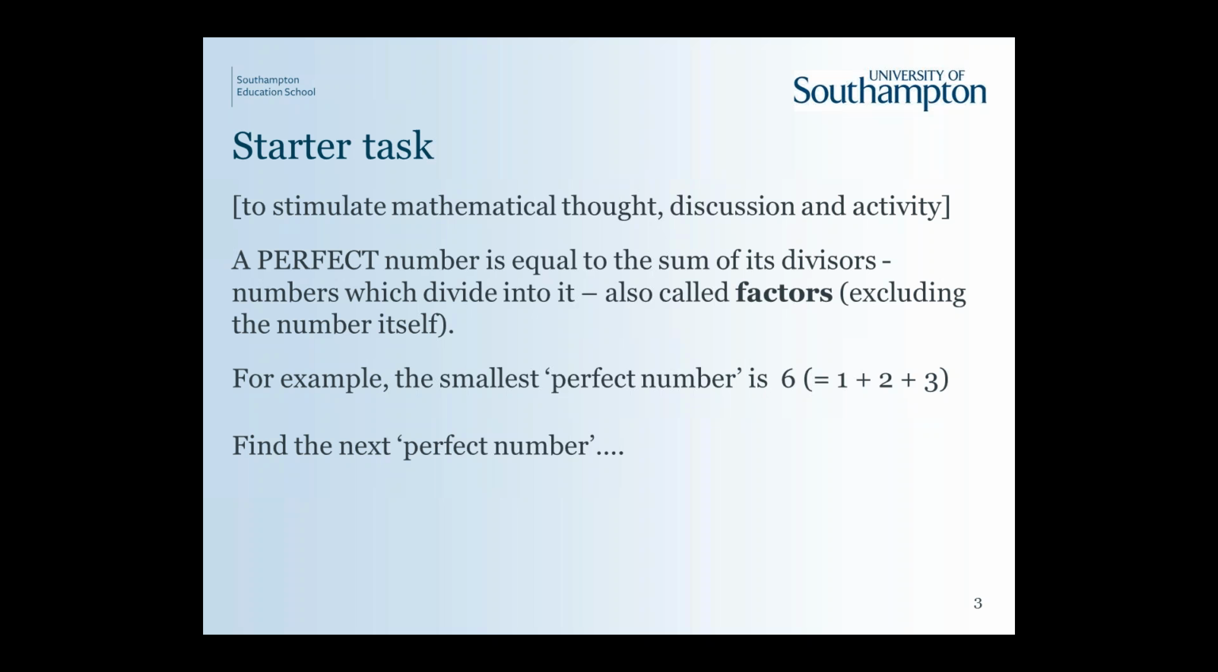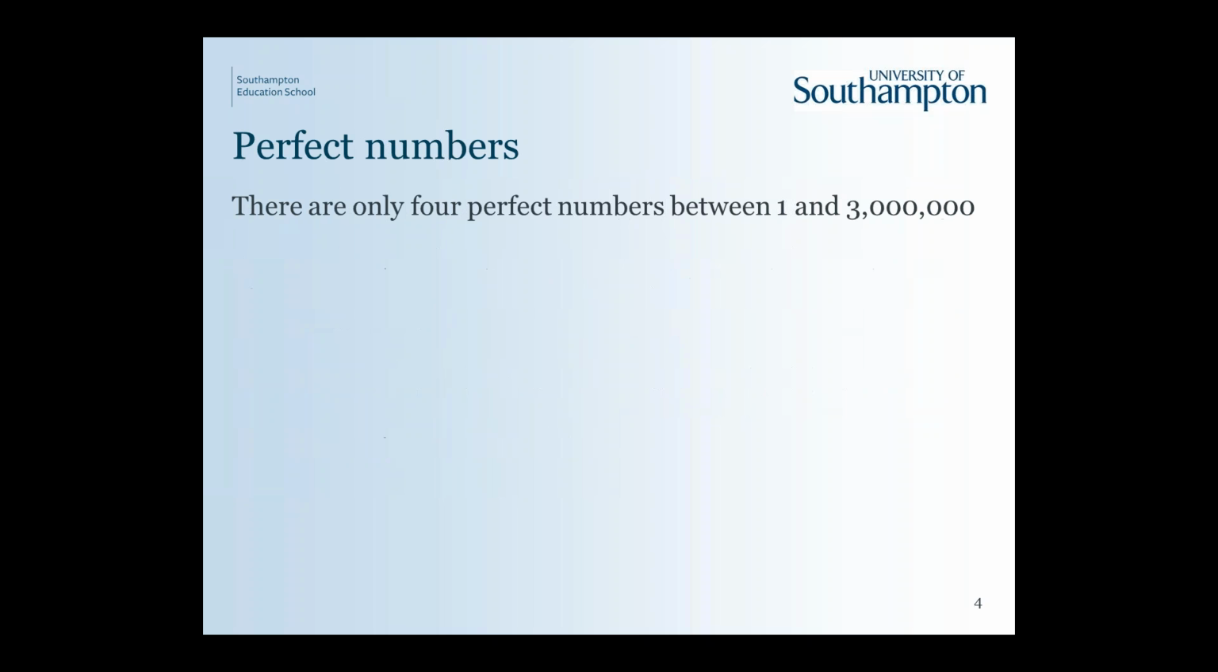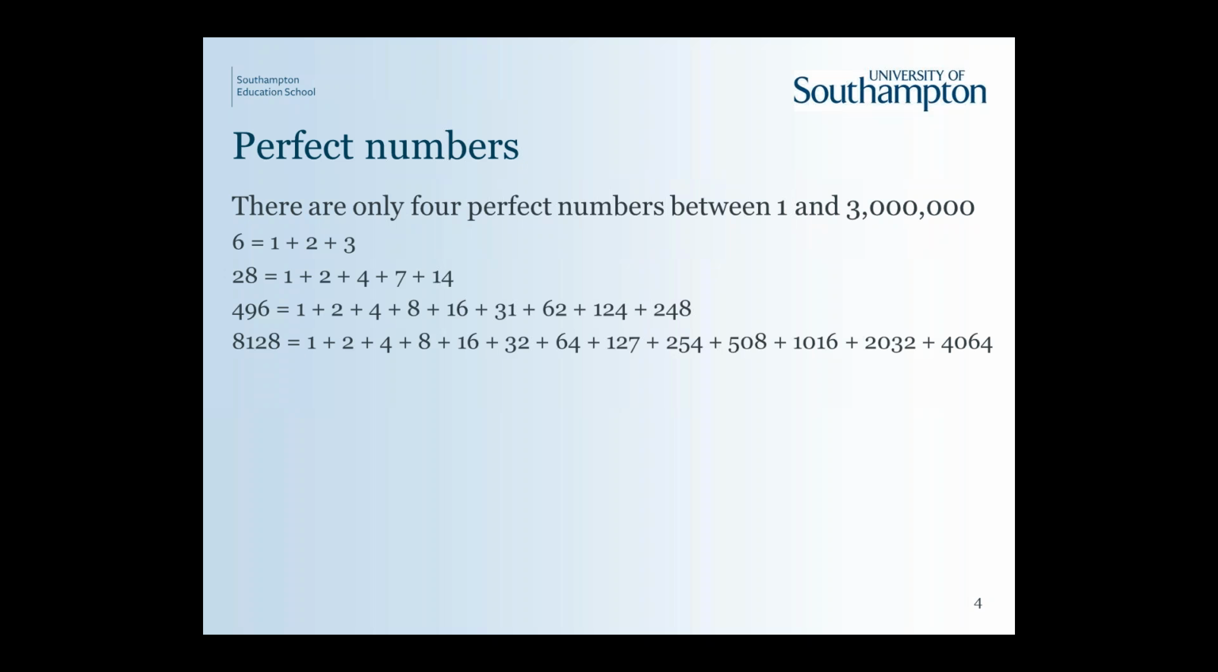Okay. So, Matt, you were first. Is it 28? Yes. All the divisors are 1, 2, 4, 7, and 14. Yeah, excellent. It is 28, and in fact there are only 4 perfect numbers between 1 and 3 million. So you were lucky I didn't ask you what the next one was because it would take a while.